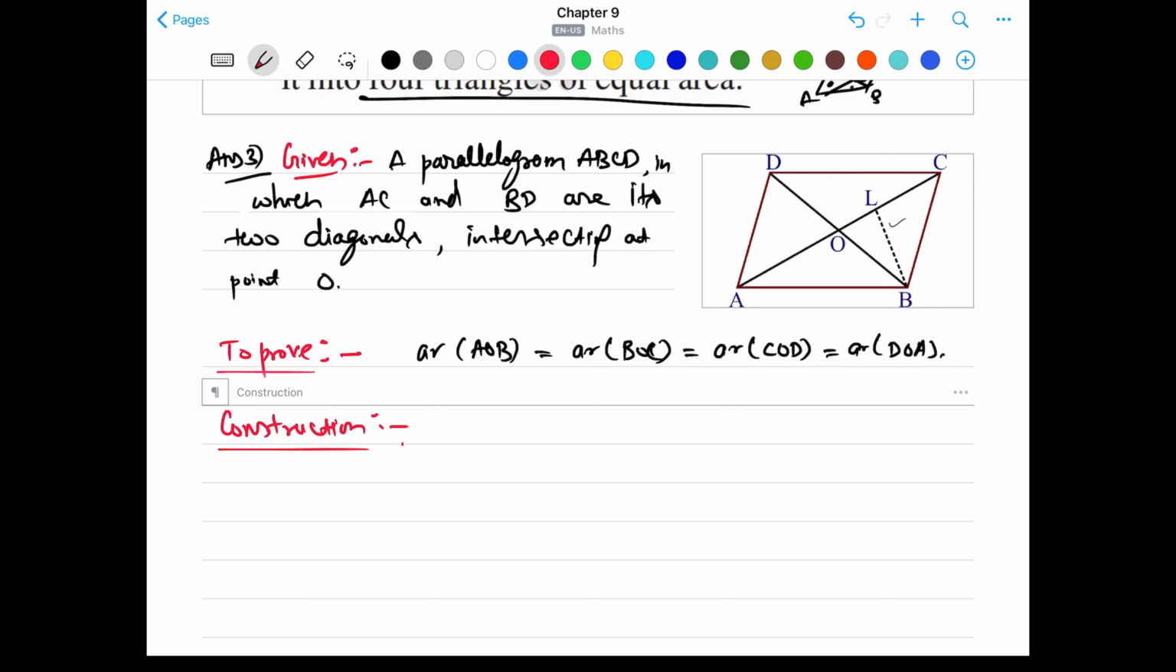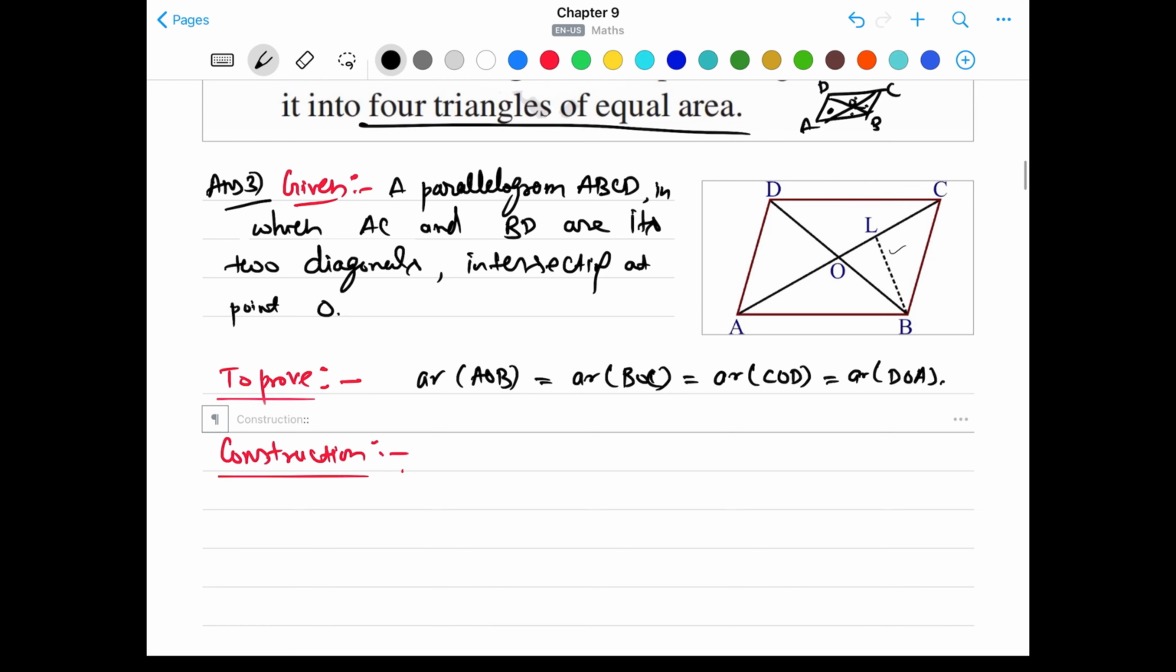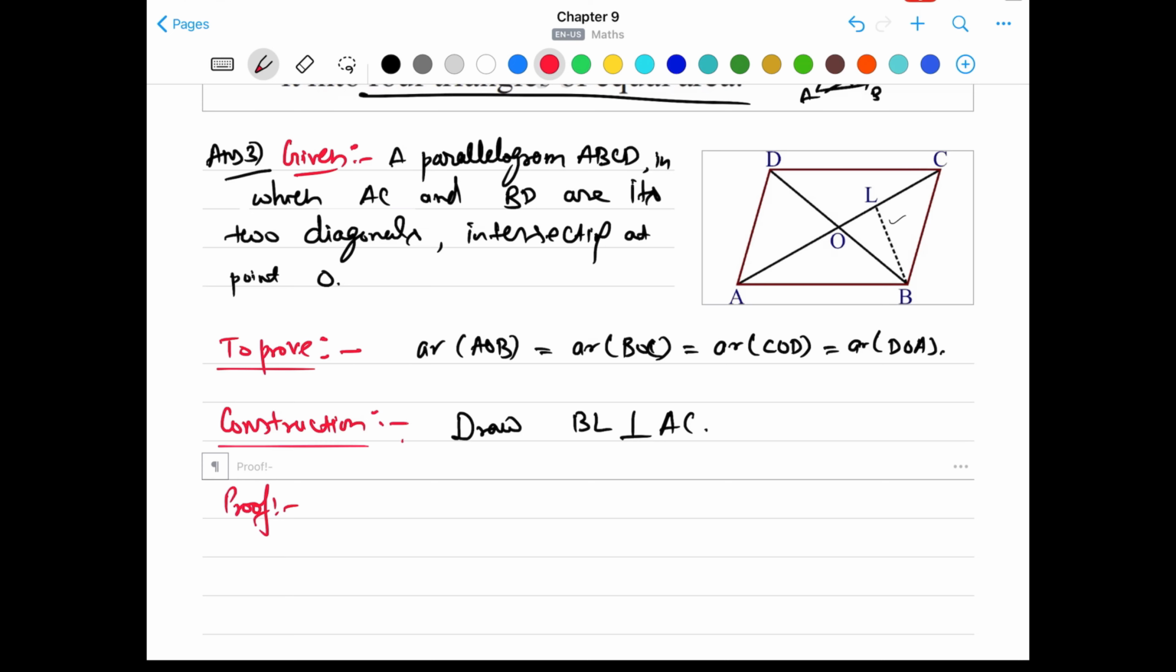Construction is draw BL perpendicular on AC. Okay, now let's start this proof. We are going to first start with the triangles AOB and BOC.